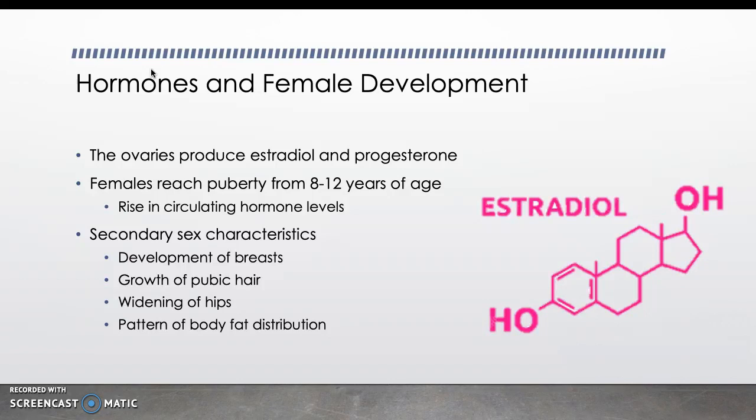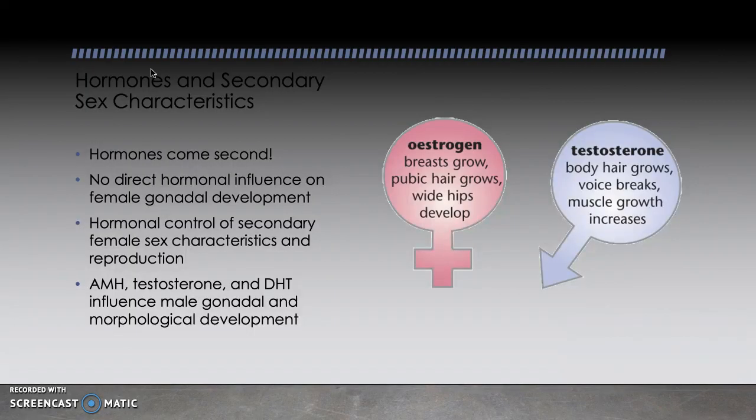So by now you should be seeing that the sexual development of an individual occurs in stages, both embryonic and then again at puberty. At puberty, hormones take on a bigger role in sexual development. As we've discussed, there's no direct hormonal influence on female gonadal development. But in males, AMH, testosterone, and DHT influence both gonadal and morphological sexual development.